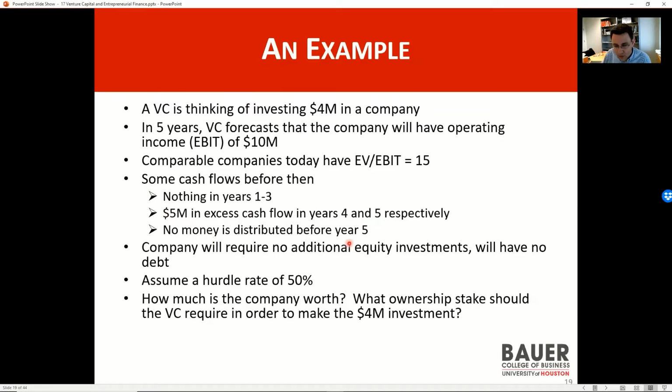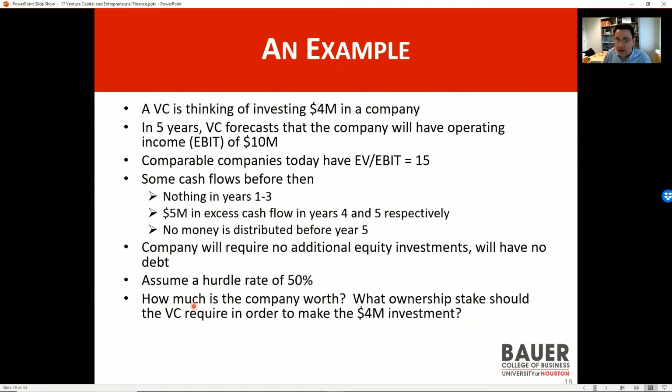However, no money is distributed before year 5. Okay, so even though the company is generating excess cash flows in years 4 and 5, nothing gets paid out until year 5. They're not paying out any dividends until this exit point at 5 years. The company won't require any more equity investments. There's not going to be any debt. Okay, the VC has a hurdle rate of 50%.